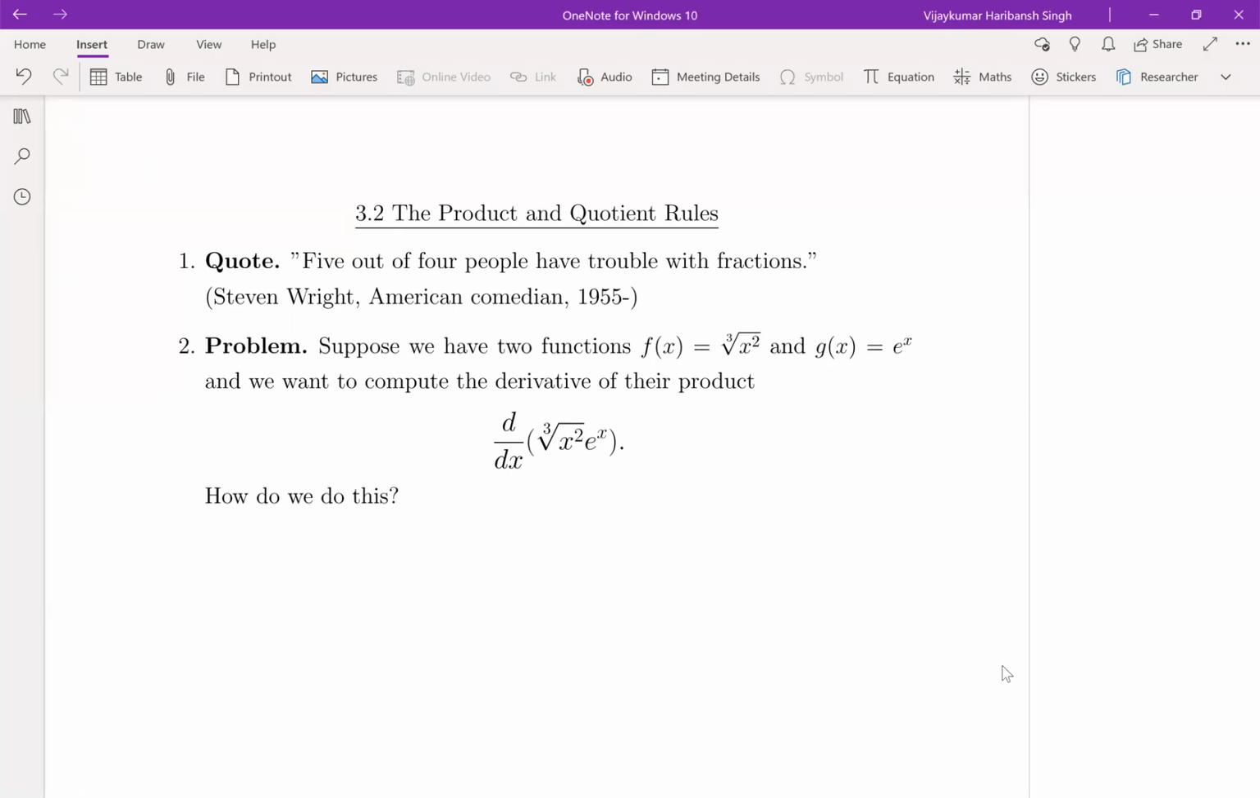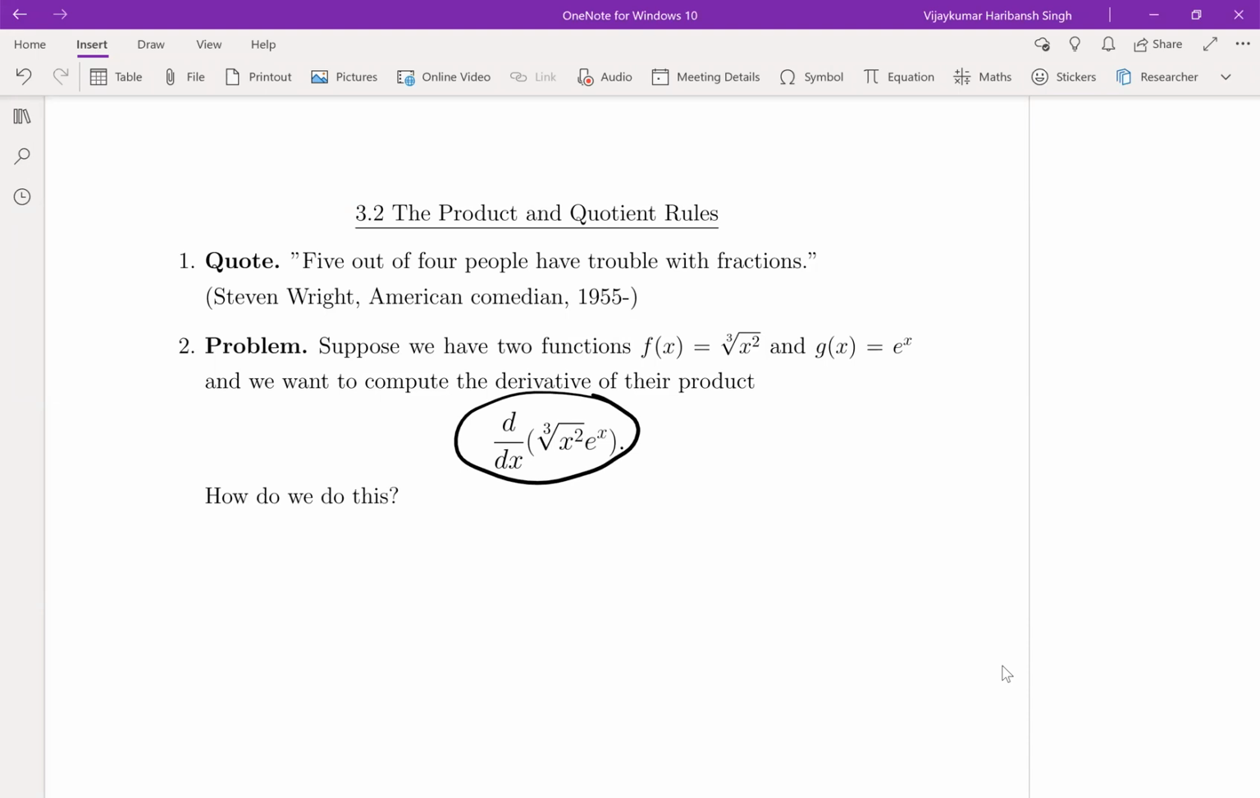So we want to compute the derivative of two functions multiplied. In particular, we have the cube root of x squared and e^x multiplied together, and we want to compute the derivative of it. So until now, we have seen how to do the derivative of two functions when added or subtracted. And now we want to basically embark on how to do the derivative of two functions multiplied. So how do we do this?